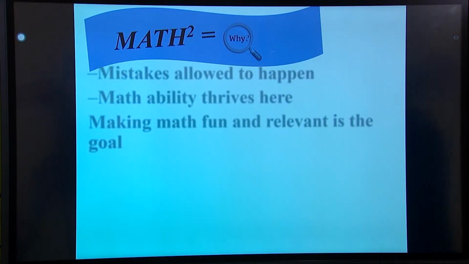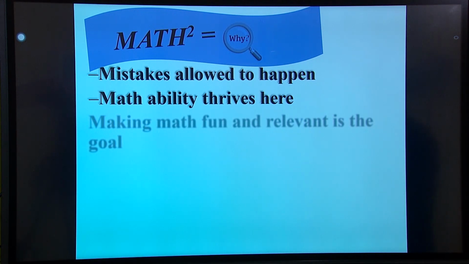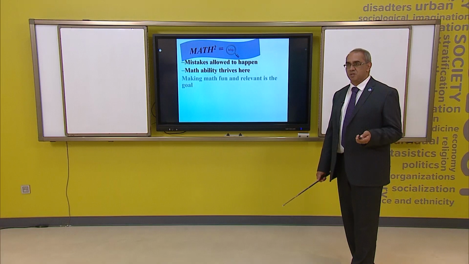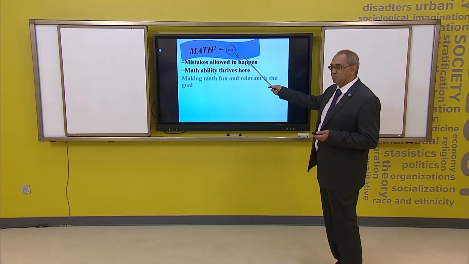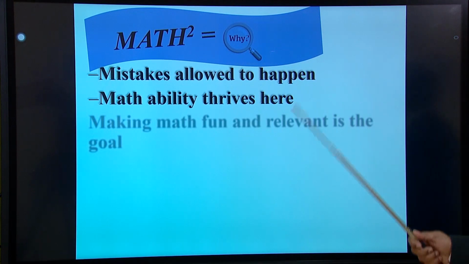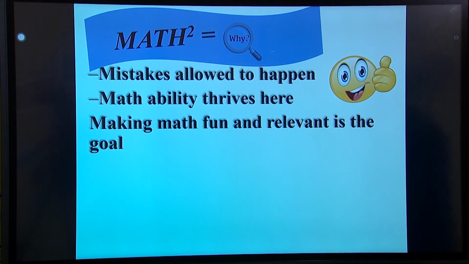And as I said last time, we talk about math squared, okay, but not really squared. The 2 stands for two things that I'm very passionate about. Mistakes are allowed to happen, and maths ability thrives here. That means maths can only grow and flourish if we allow mistakes to happen. If we don't make mistakes, we are not going to learn why, which is the important thing in maths. If we want to know why something works, we have to experiment. We have to make mistakes. And that is the only way we can make maths fun and relevant.